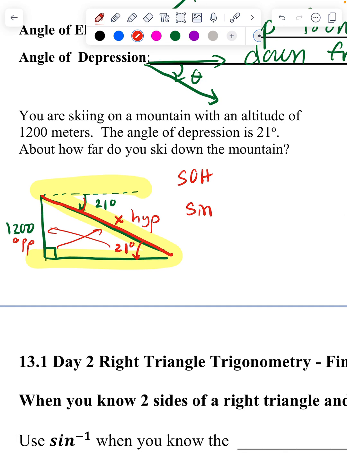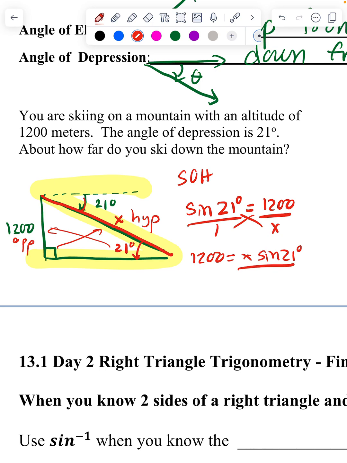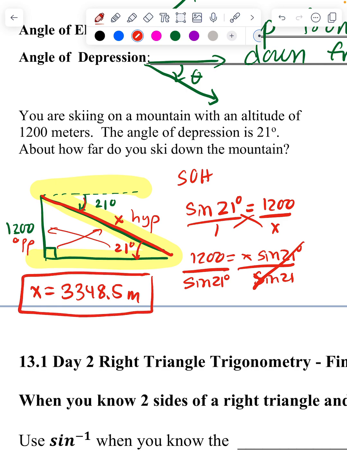So I do the sine of my angle equals my opposite side over the hypotenuse. And I'm going to go ahead and do my cross multiplying. And this is one where I end up having to divide that sine 21 out because my x was on the bottom initially. So this side just cancels, and on my calculator, 1200 divided by the sine of 21 tells me that sliding down the side of that mountain is 3,348.5 meters. And it should be longer than the other information because it's the hypotenuse.